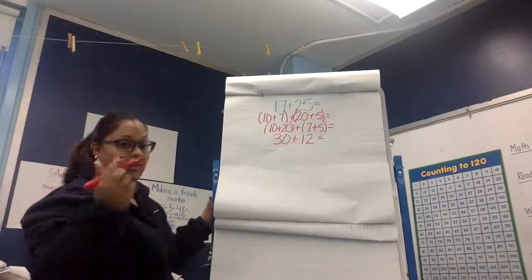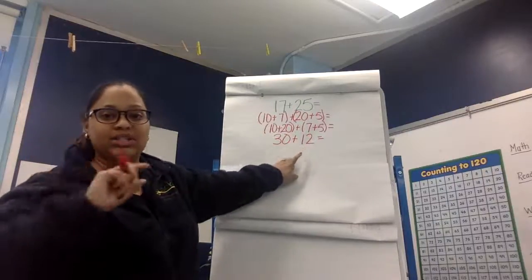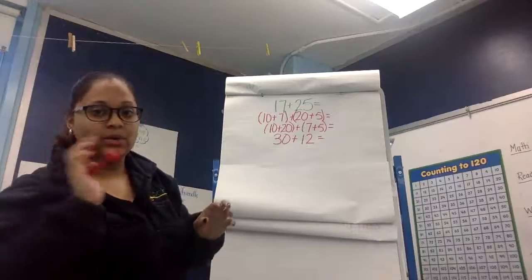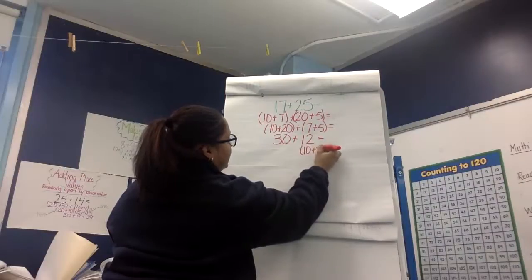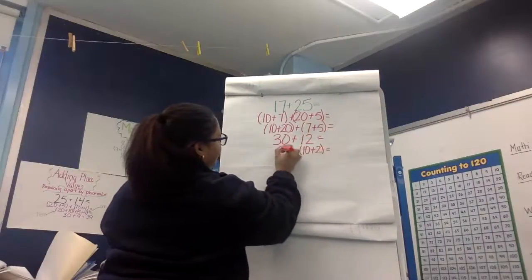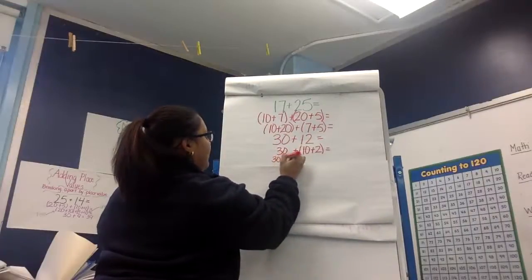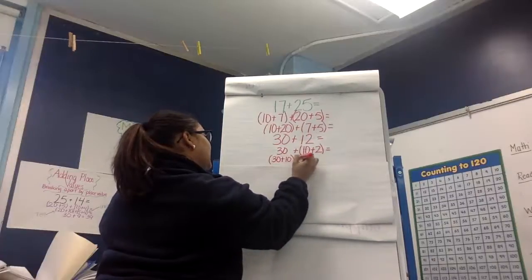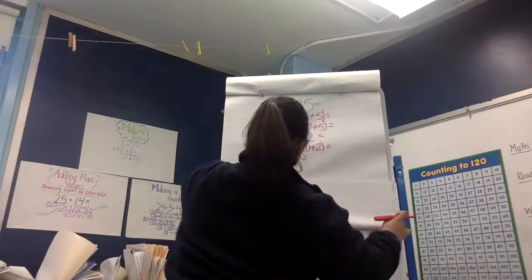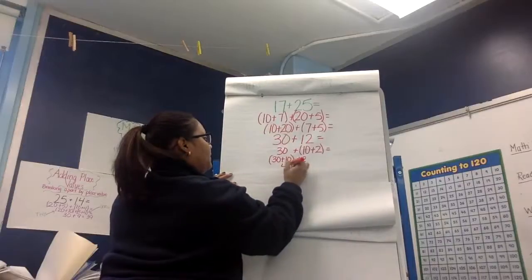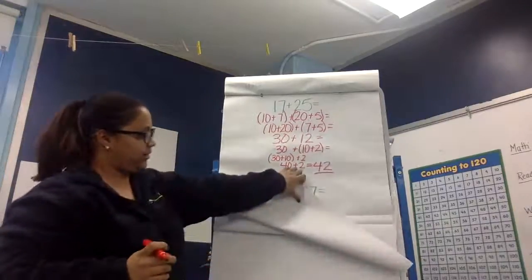And then I'm going to either break this 12 apart into place value again so I can keep practicing that strategy, or just add it straight through. And for this video's sake, I'm going to break this number apart. So this breaks down to 10 plus 2. I'm going to add the tens again. 30 plus 10 plus 2. So here I have 40 plus 2 equals 42 as my final answer.